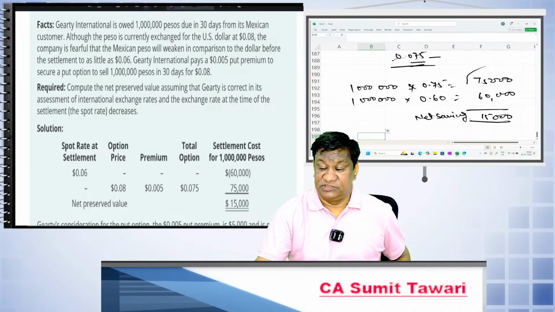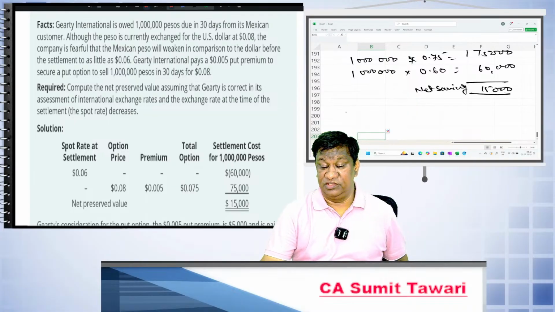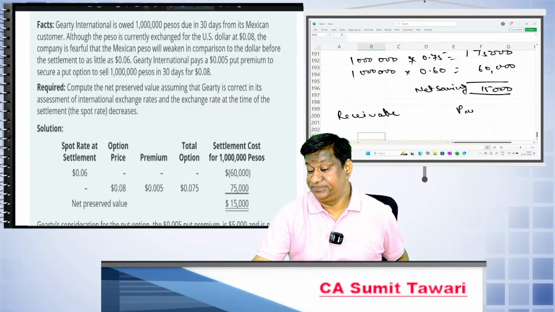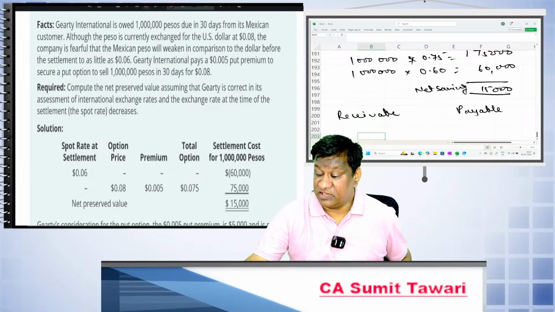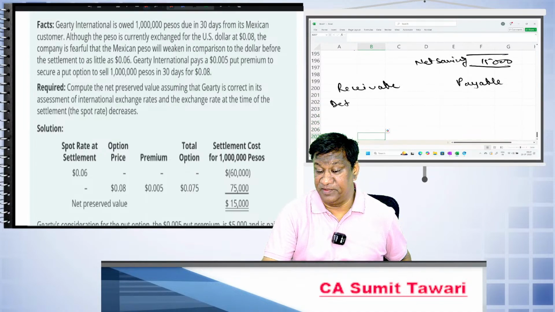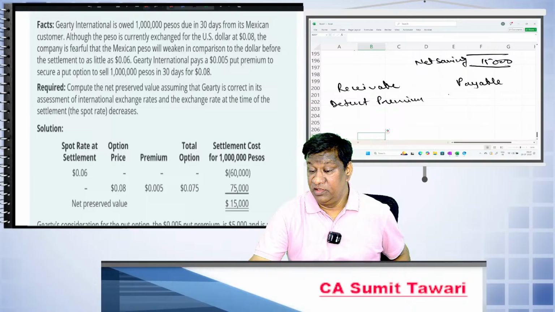Okay, a saving of 15,000. So that is basically the option. In this option, for receivable and payable, while calculating the option price in receivable, you need to deduct the premium. In payable, you need to add the premium.